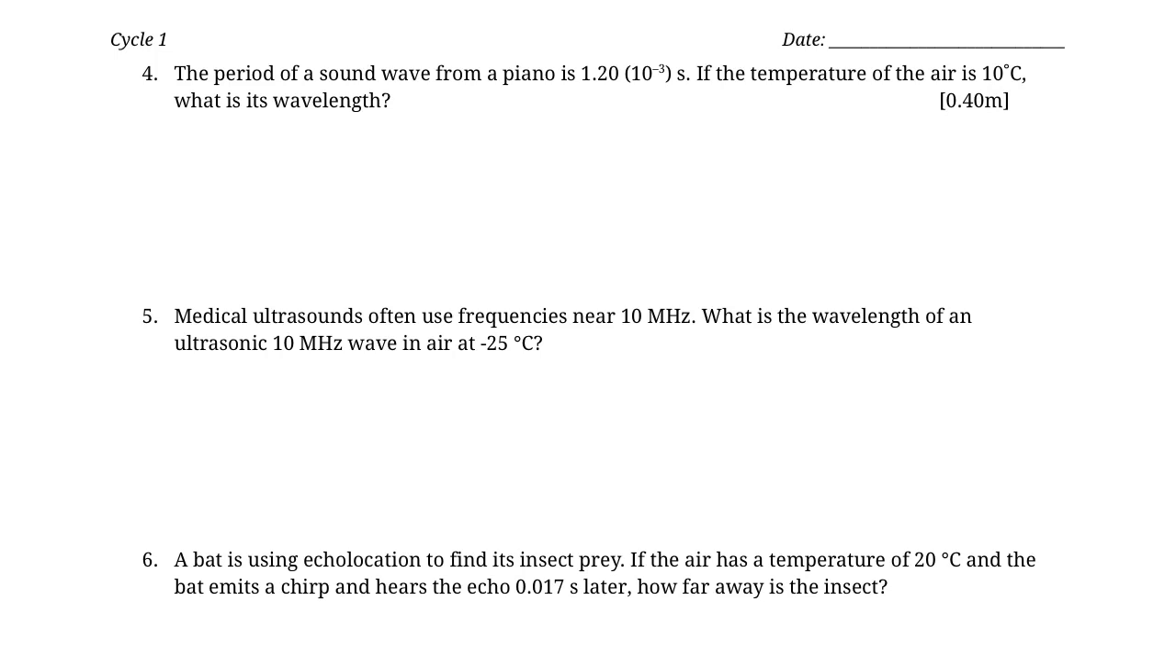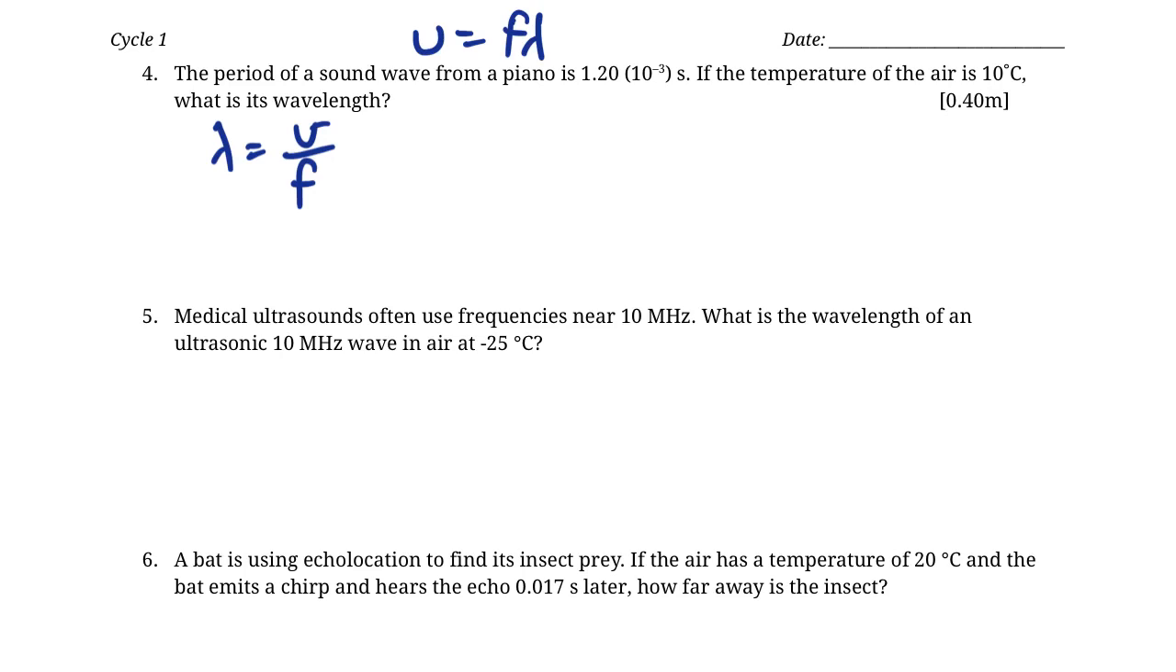We can assume that this wave is traveling through air because it gives us the temperature of the air. And we need to calculate the wavelength. If we look at the wave equation, v equals frequency times lambda, our wavelength is just going to be equal to our speed over our frequency. Now, in this question, we actually don't have either of these things. What are we given? We're given that the temperature of the air is 10 degrees Celsius.